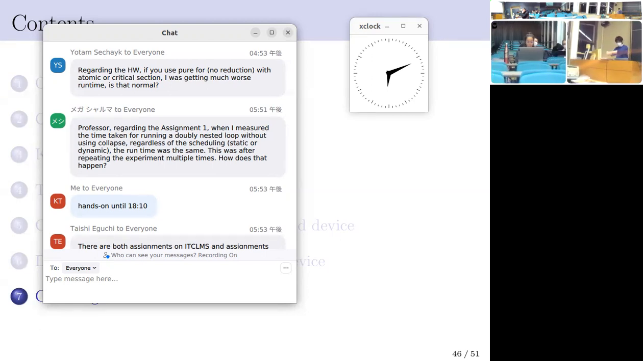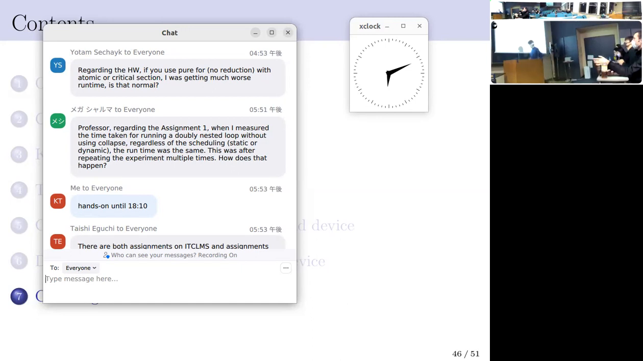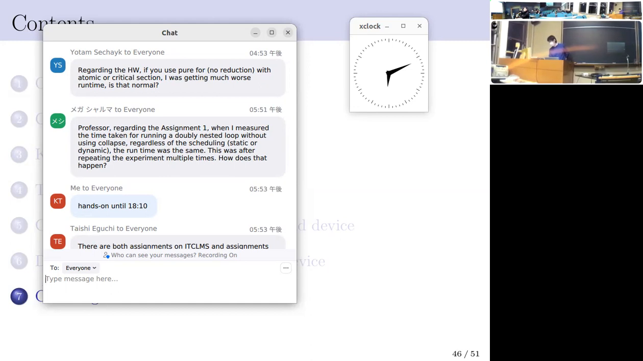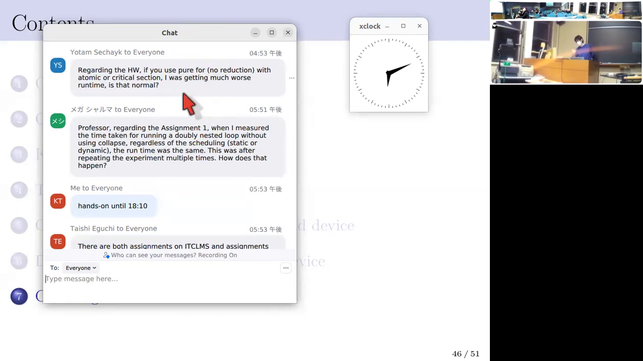Okay, so let's get started again. Before we proceed, there are some questions I can answer now. The first question is, if you do not use reduction, which means you either use OMP critical or OMP atomic, it actually gets slower, presumably slower than sequential code. Is that normal? The answer is yes.